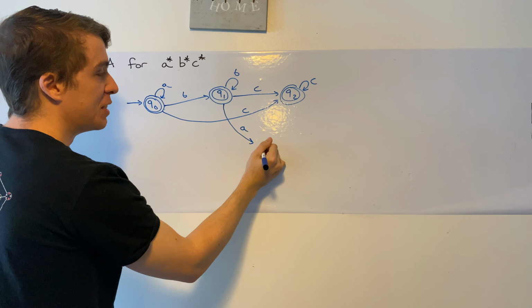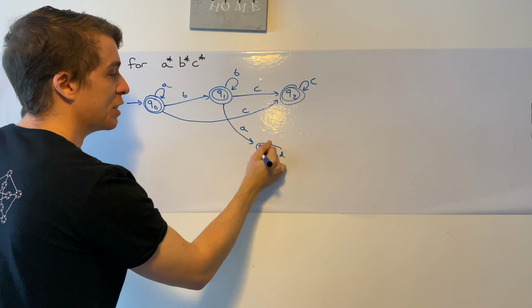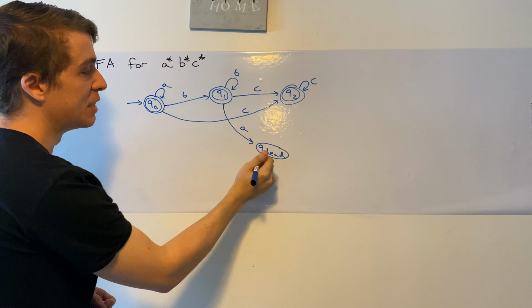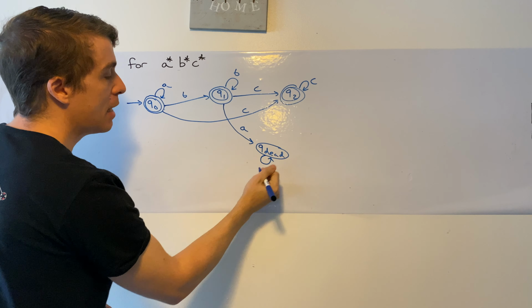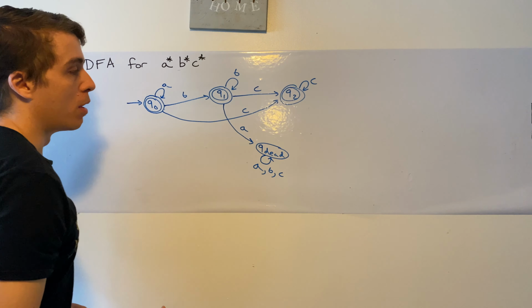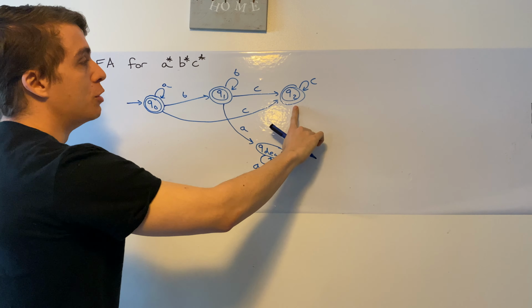So I'm going to have a state here called QDead, because it's called a dead state. And once we're there, we should never accept the string, which means here that I'm going to self-loop on all possible inputs. And then let's look at Q2.